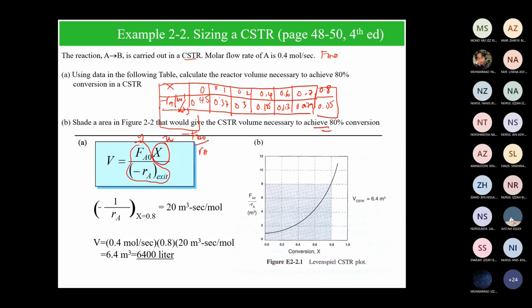Now it says we want to achieve 80%, which means X is at a maximum of 0.8. So you plot, and you get the point here. Actually, the volume is covered under this rectangle. How do you calculate it? V is equal to FA0 over negative RA times X. FA0 is 0.4 times 1 over negative RA, which is 0.05, so you divide it and you get 8, times X, so you will have the volume here. Okay, understand?